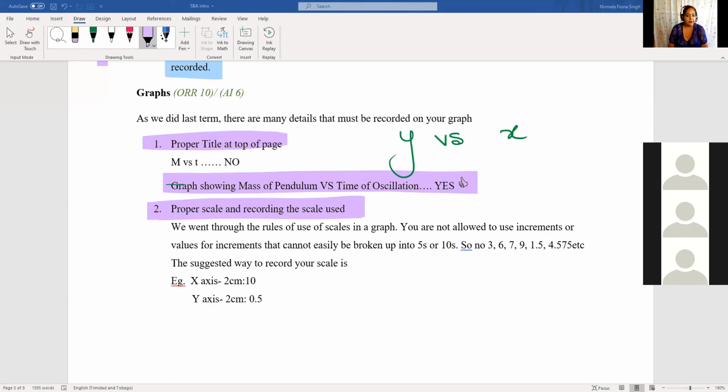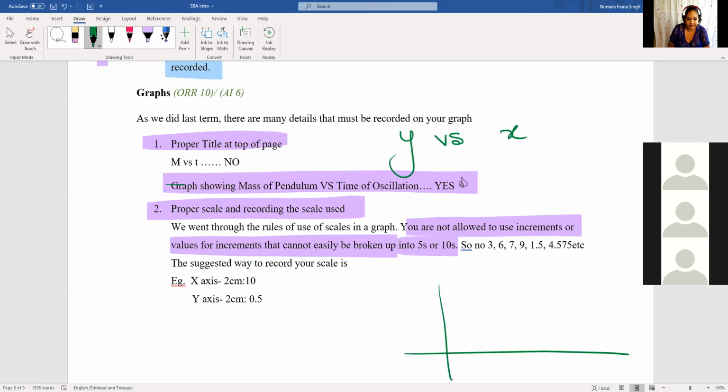You are not allowed to use increments or values for increments that cannot be easily broken up into fives or tens. What are increments? If you remember when we did graphs, we took double lines. Remember that? And those double lines had 10 little small lines in it.